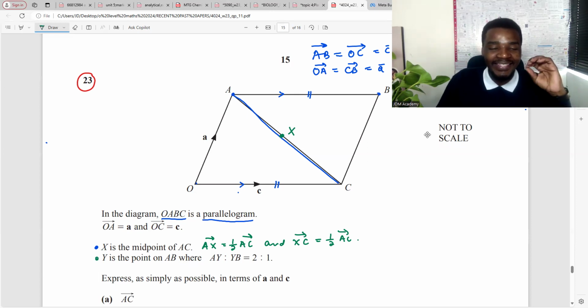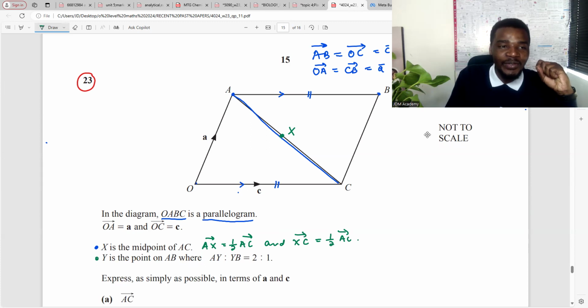On the next slide, they say Y is a point on AB. So we also have point Y here, on this line AB. In other words, Y lies on the same line. Y is the point on line AB where AY to YB is 2 to 1. So the distance from A to Y is 2 times that from Y to B.